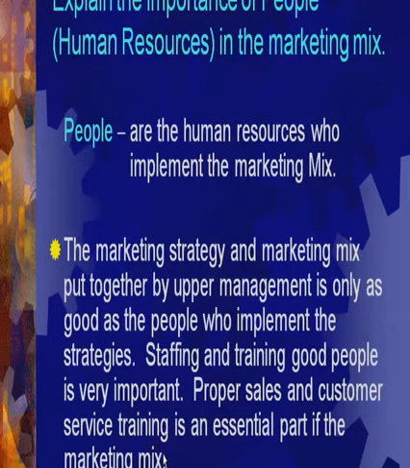Our last slide for this unit is people. This is the human resources that make the marketing mix work, right? In the marketing case you're going to do for this unit on McDonald's, they really have a people strategy they're implementing. The marketing mix is only as good as the people who implement it. So staffing and training good people is very important. In fact, some people make this their strategy and talk about their people.